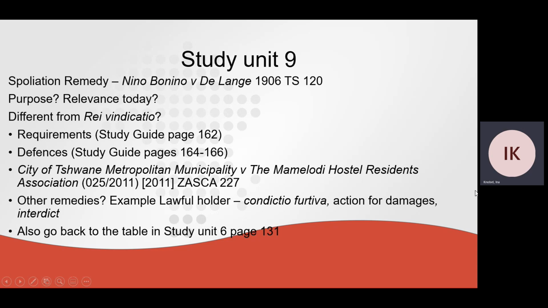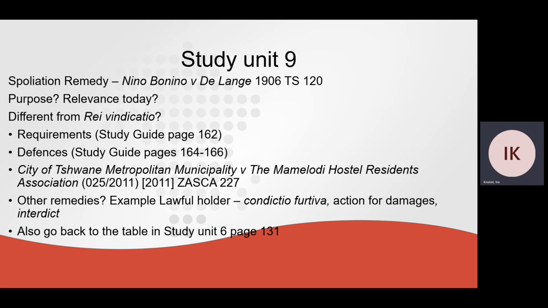Okay, so that brings us to the next study unit, study unit 9, which deals with the remedies that can be used by possessors and holders. Remember, already we have dealt with the remedies that apply to the protection of ownership. You've dealt with that in full, and you must make sure that you understand and that you know how to apply the remedies. It's a matter of understanding which remedy applies under which circumstances.